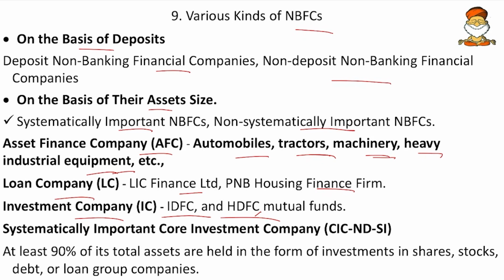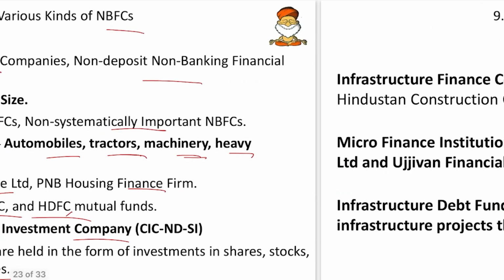And then systemically important core investment companies. Here at least 90% of their total assets are held in the form of investments in shares, stocks, debts, etc. Systemically important means they should be strong enough. And core investment company means they are investing only in companies. So at their core, they are investment banks.